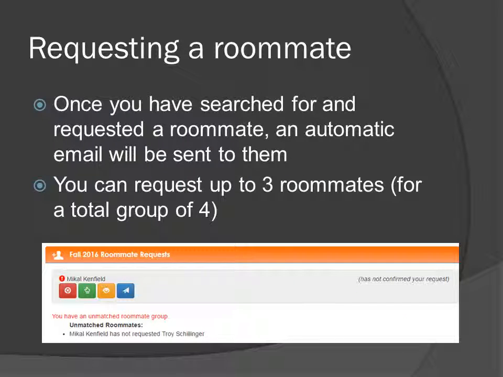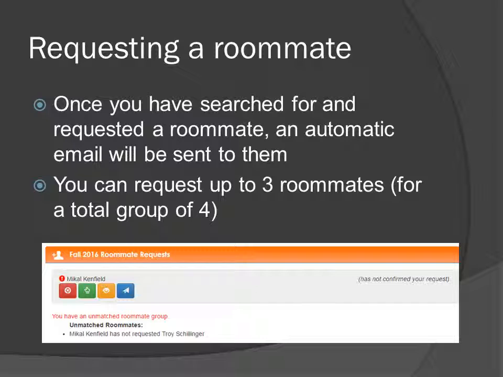Requesting a roommate. Once you have searched for and requested a roommate, an automatic email will be sent to their Concordia email address indicating that you have requested them. The page on My Housing will look like this screenshot that I took until the other person has accepted your request. Keep in mind that there are options under your requested roommate's names.